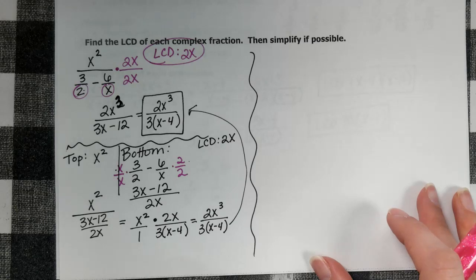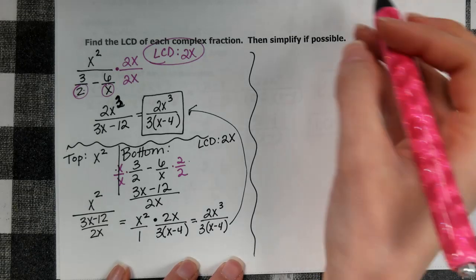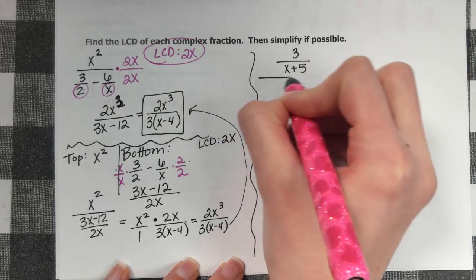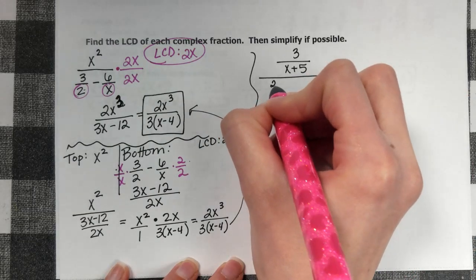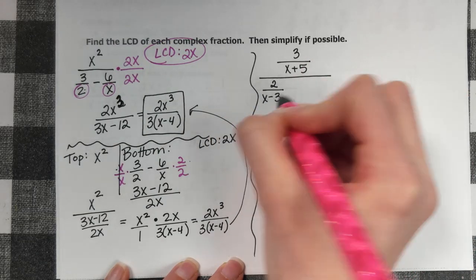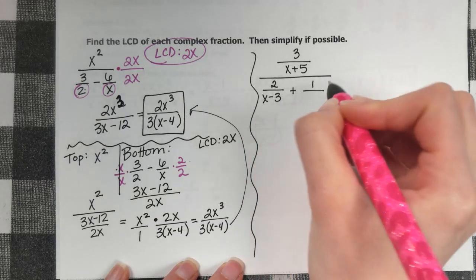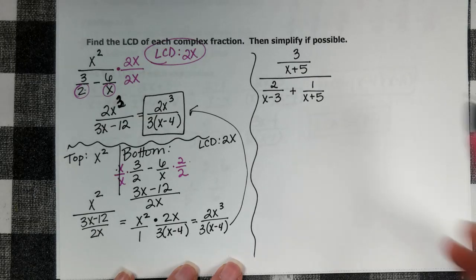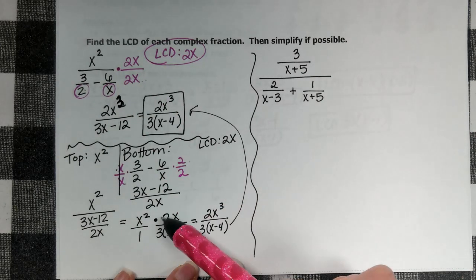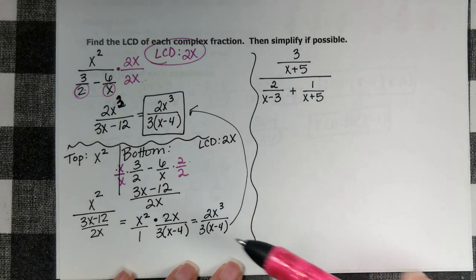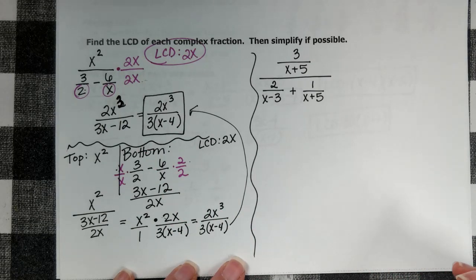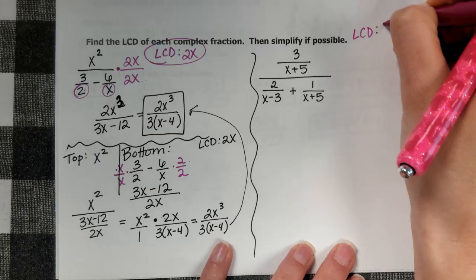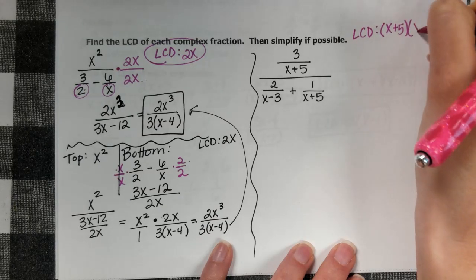Let's say we look at 3 over x plus 5, all divided by 2 over x minus 3 plus 1 over x plus 5. Okay, do y'all want to start with this first way, or do you want to start with splitting? First way? Okay. So, if I look at my first way, my common denominators should be what? X plus 5 and x minus 3.